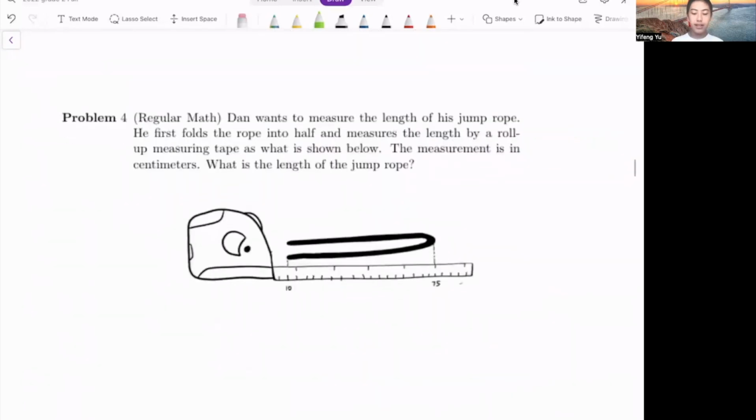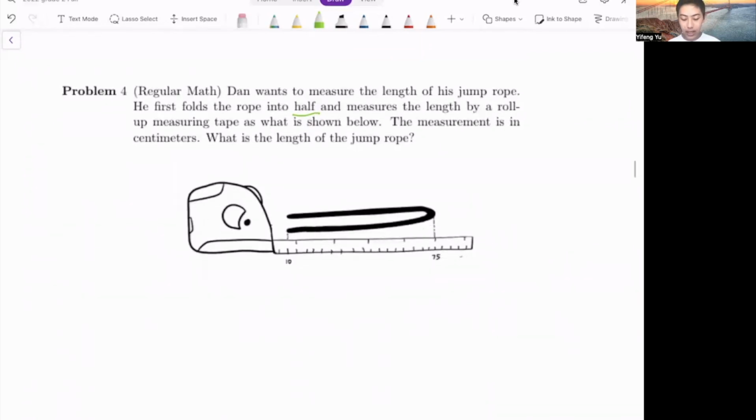Problem 4. Dan wants to measure the length of his jump rope. He first folds the rope in half and measures the length with a roll-up measuring tape as shown below. The measurement is in centimeters. What is the length of the jump rope?